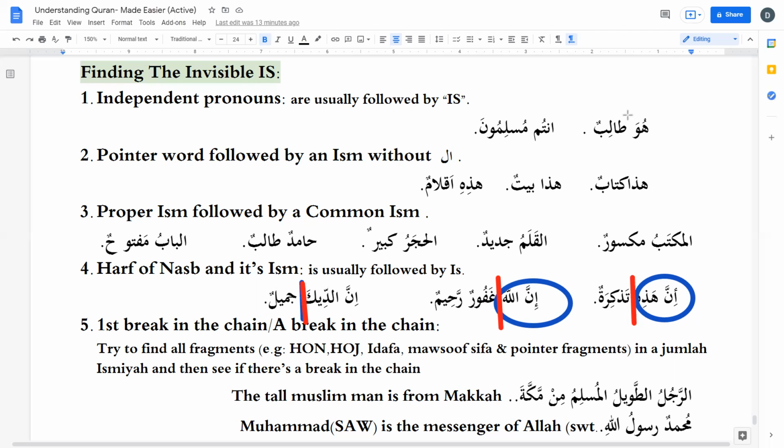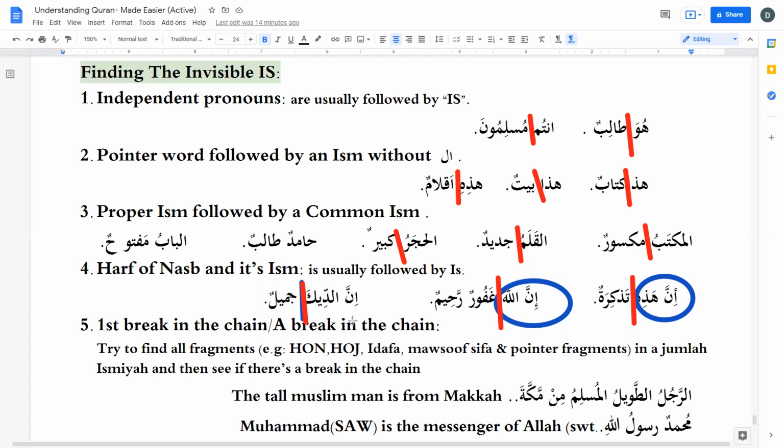After a pronoun, an independent pronoun, is there. After ism ishara, is there if the following ism is without al. After ism ishara, after a proper ism followed by a common ism.